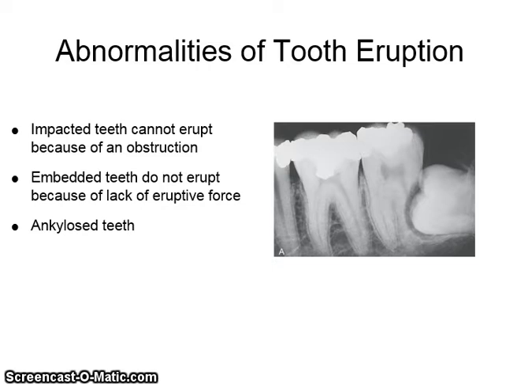Impacted teeth cannot erupt because of an obstruction. Embedded teeth do not erupt because of lack of eruptive force. And another category of abnormalities of tooth eruption includes ankylosed teeth. This is an example of an impacted tooth that cannot erupt because it is stuck against the tooth in front of it.